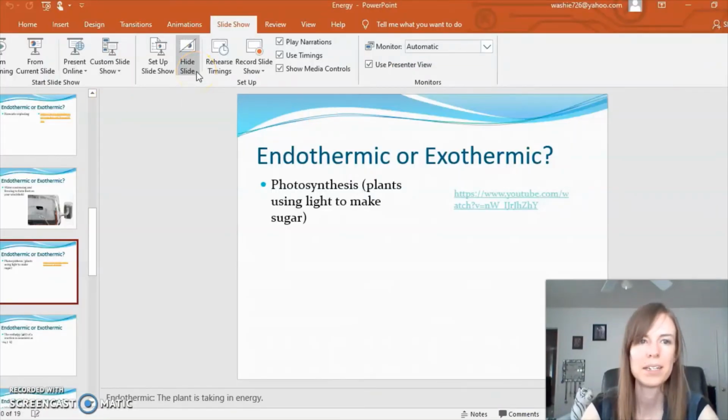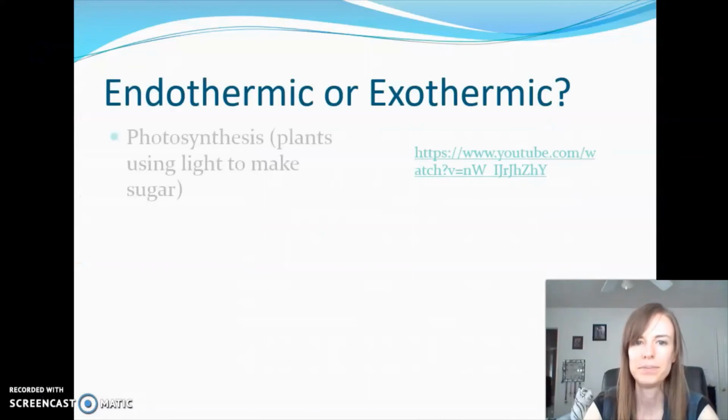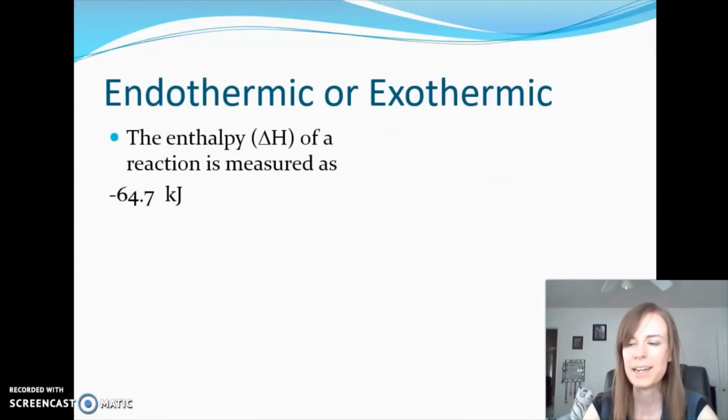All right. What about if we have a reaction where delta H is negative 64.7? If delta H is negative, it's exothermic, period. That's it. So that's easy.